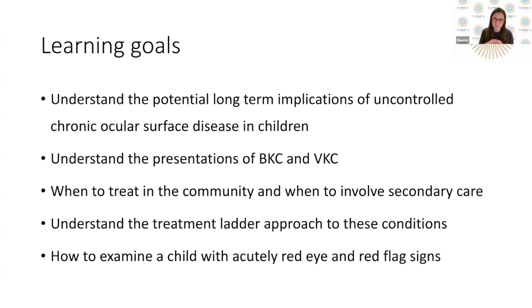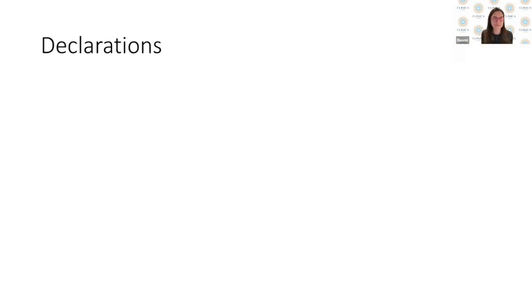These are diseases that cover a spectrum, and not all of it needs to come to hospital. So they both have a treatment ladder approach, and we're going to talk through that. And then we'll finish off with some advice about how to examine a child with red eyes and look at some of the red flag signs. And by that, I mean signs that really want to make you sit up and take some action quite urgently.